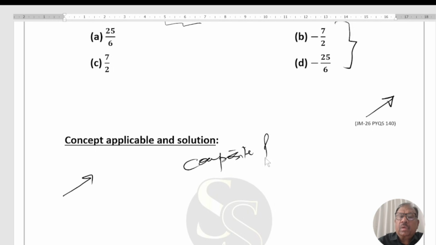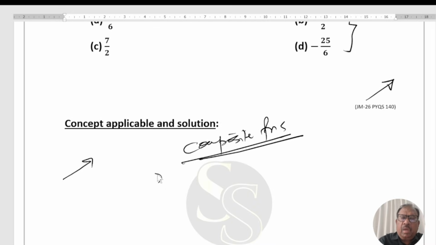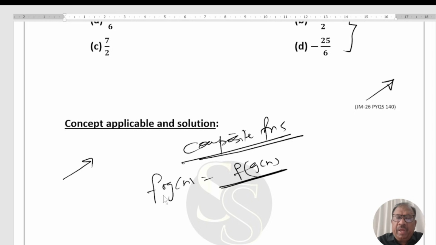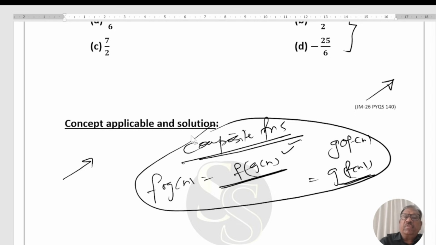Composite functions. Composite function f of g of x means f(g(x)). In the function f, replace x by g(x), we get f(g(x)). Similar to g of f of x, that is g(f(x)): replace x by f(x) in g(x). These are the composite functions.